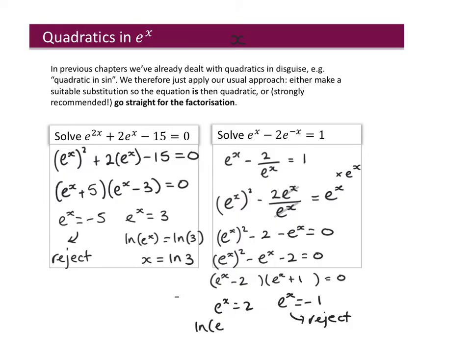How to get rid of the e? We ln both sides. Now you can see when I ln both sides, I write it down. You should also be writing this down. Perfect. And that is our answer. Nice and simple. Okay.